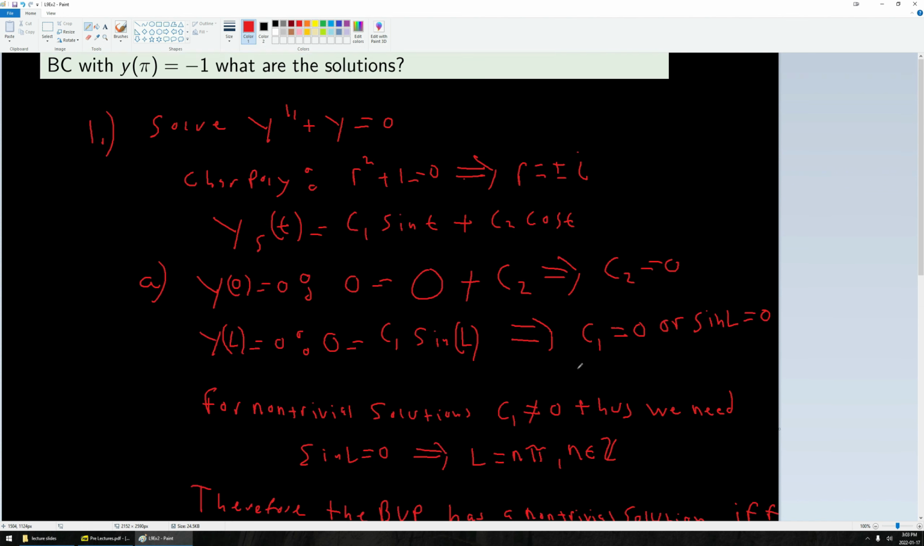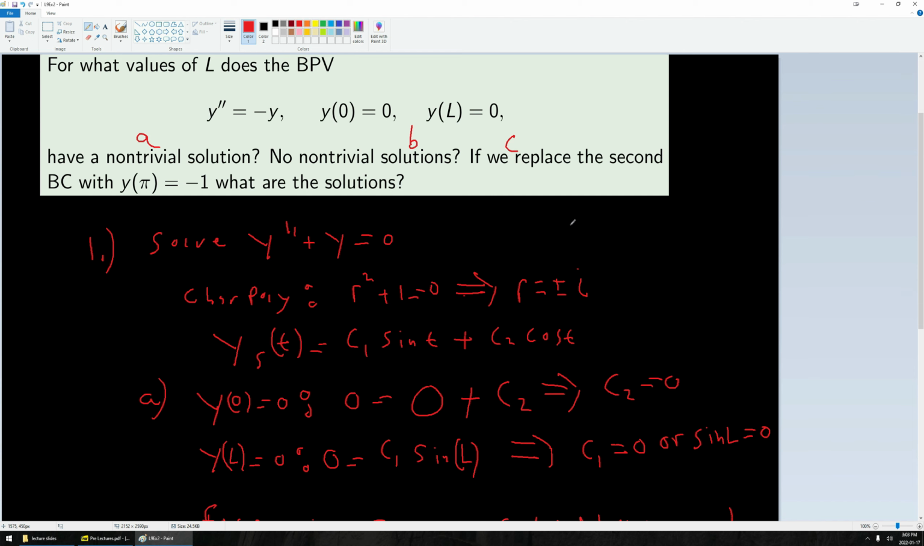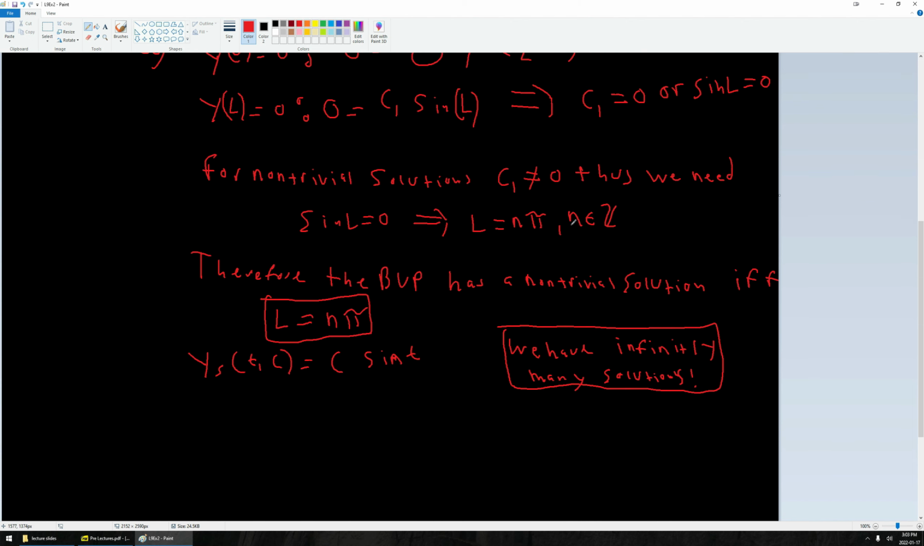Okay, and it turns out we've actually answered part B here. When does this have no non-trivial solutions? Well, for B, from our previous work, we know that we need c1 to be 0, or sin(L) to be 0. So we can say we have no non-trivial solutions when this L that I just found is not equal to n pi for some integer n.